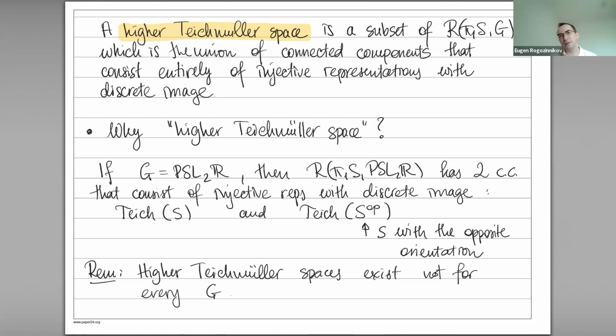And the higher Teichmüller spaces are essentially generalizations of these spaces for groups of higher rank. The important remark is that higher Teichmüller spaces do not exist for every group G. For example, if the group G is a complex Lie group, for example PSL2(C) or Sp2n(C), then the character variety is usually connected. So there are no interesting connected components. And the important question is to characterize Lie groups which admit higher Teichmüller spaces.